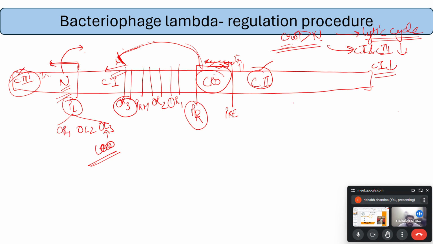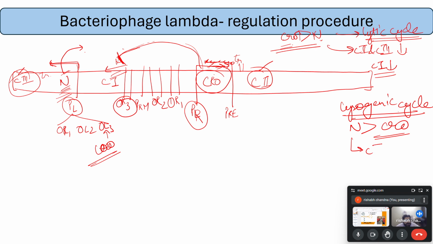Now when the lysogenic cycle happens, in that case N will be greater than Cro. So now what happens? This N protein helps in the production of C2 and C3. The C2 and C3 molecules are also high. Now this C2 basically helps in the production of C1 using the PRE promoter.